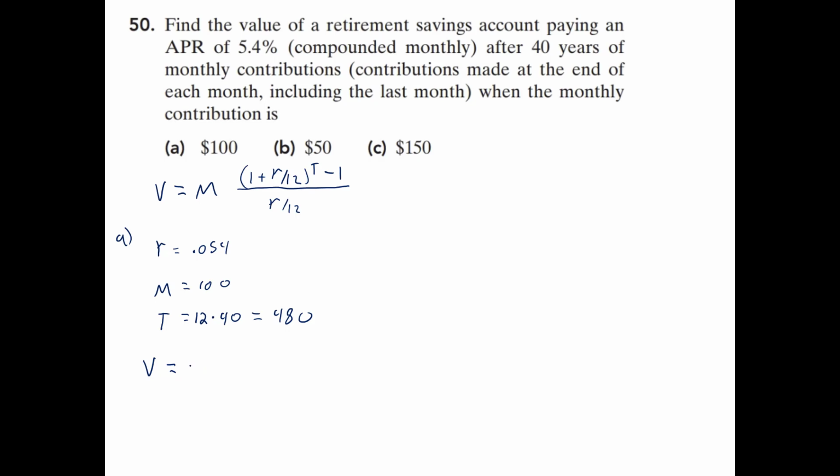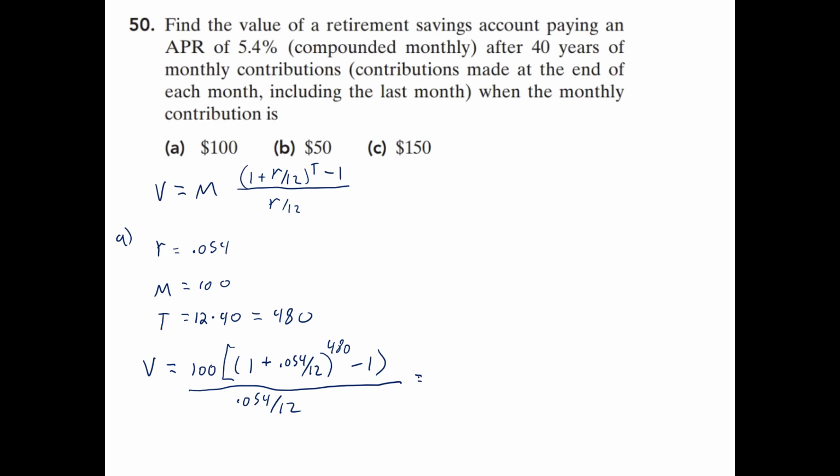And that will be your $100 times 1 plus, I can't do the 1 plus R in my head anymore, so I just do 1 plus 0.054 divided by 12. And we're going to raise that to the 480. We're making 480 deposits. Minus 1 divided by R divided by 12, 0.054 divided by 12.